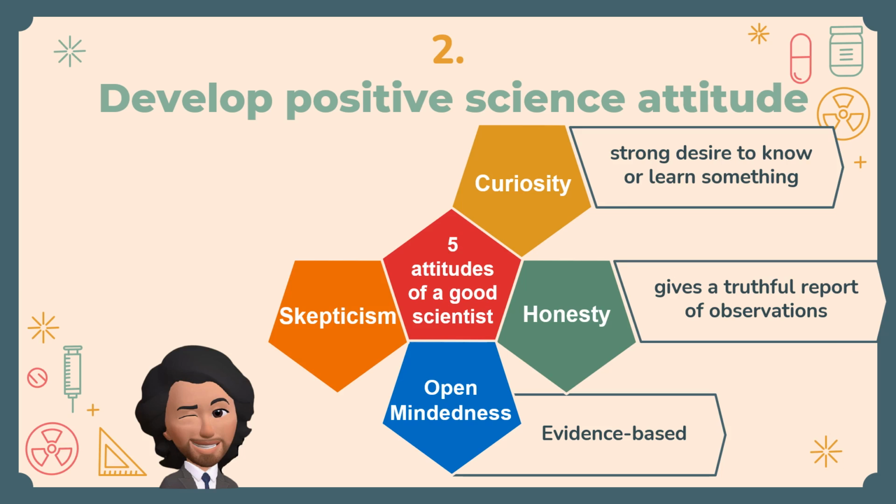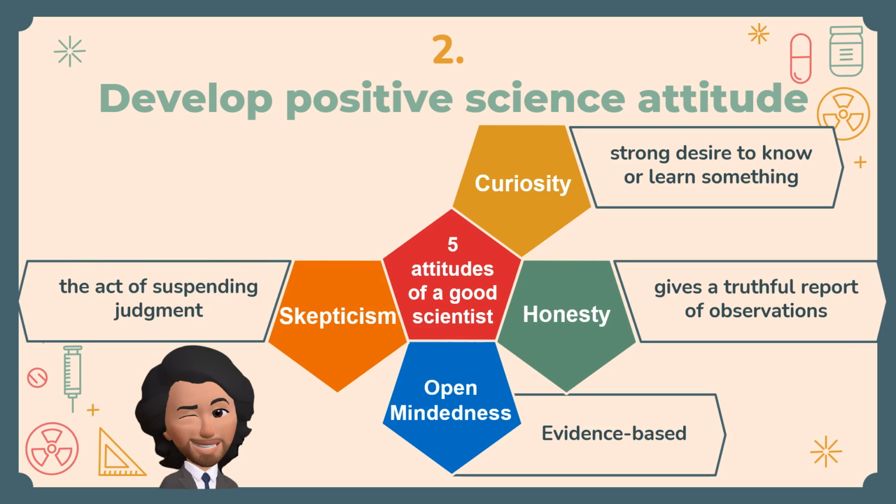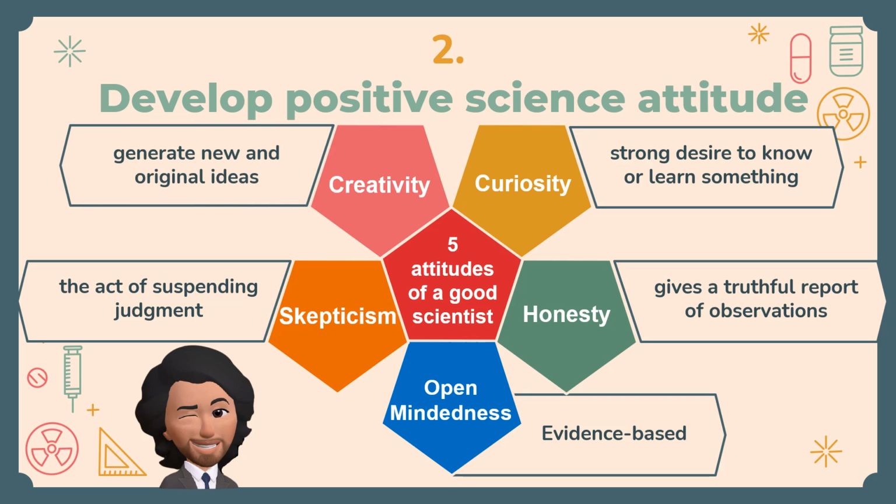Fourthly, skepticism. Skepticism is the act of suspending judgment. It helps the scientist to assess information before accepting it directly. Lastly, creativity. Creativity is the highest level of attitude a scientist may possess. It helps scientists to generate new and original ideas. All these 5 attitudes are able to boost students' morale and motivation to gain knowledge, not only in the science field but also in other subjects.